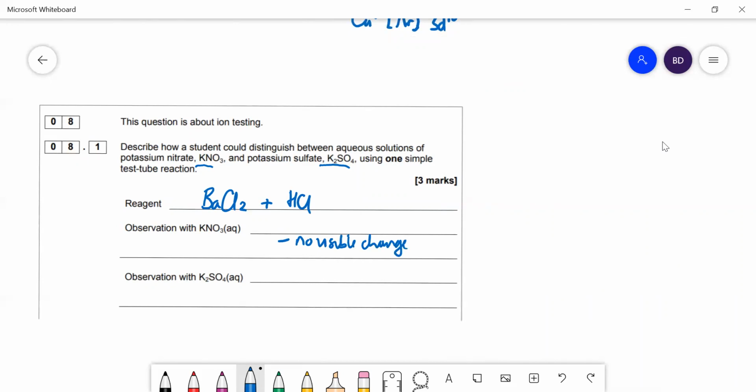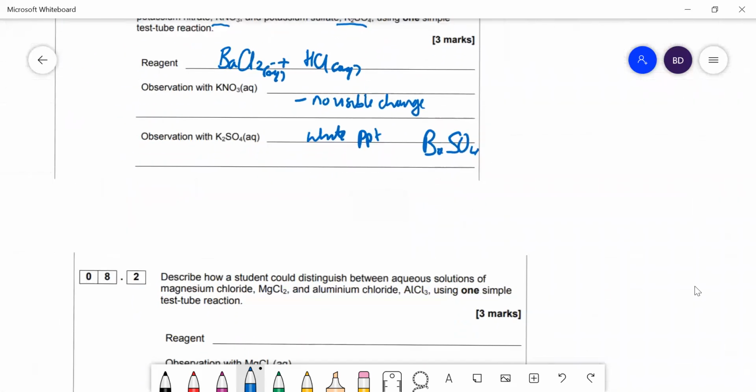With potassium sulfate, though, you will get a white precipitate, because you will form the very insoluble barium sulfate. So that's your 3 marks. 1 mark for the reagent, barium chloride and HCl. Let's say barium chloride solution on the safe side, and dilute hydrochloric acid. No visible change, 1 mark, and white precipitate, the 2nd mark.